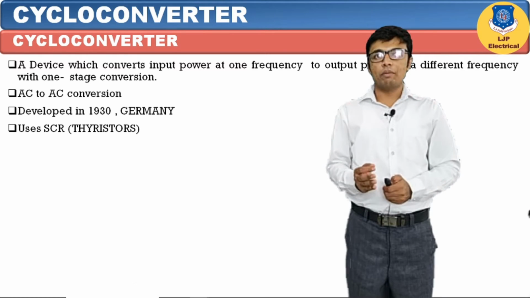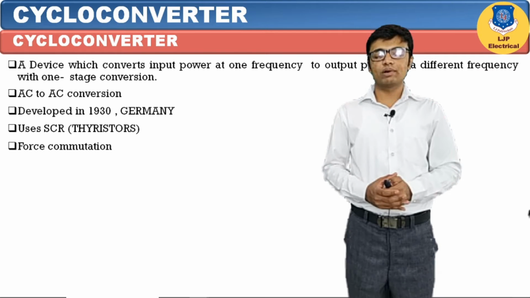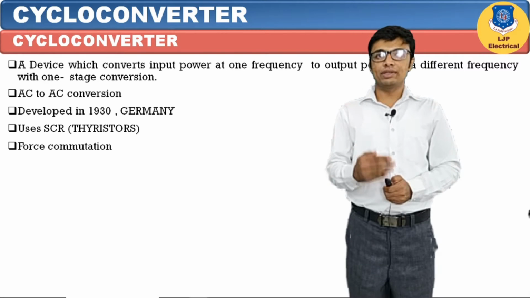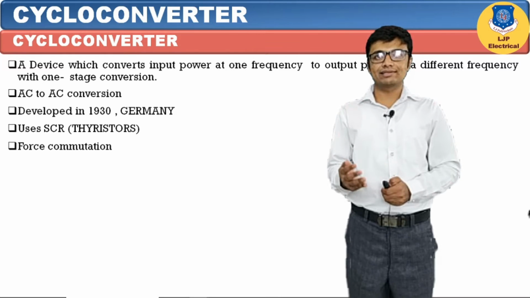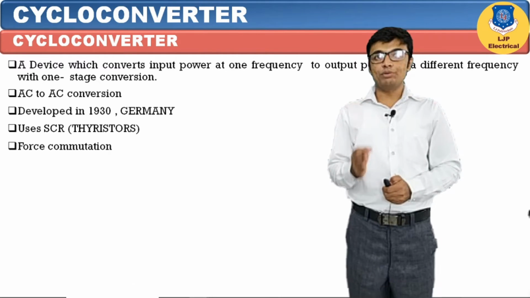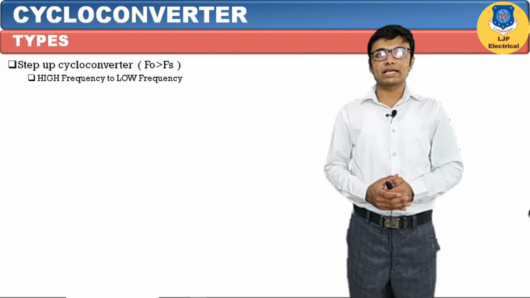Cycloconverter consists of various SCRs which are connected in a bridge manner. It requires force commutation. It means to turn off the thyristor we have to use various components like R, L, C, auxiliary thyristor, etc. to commute the SCR. It means to turn off the SCR. Let's see various types of cycloconverter.